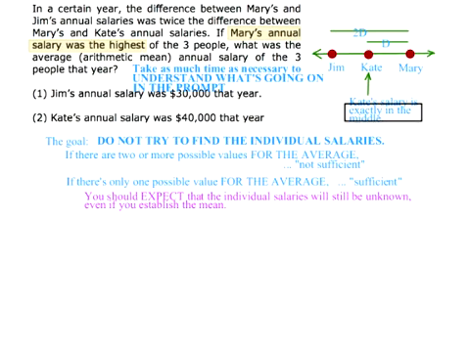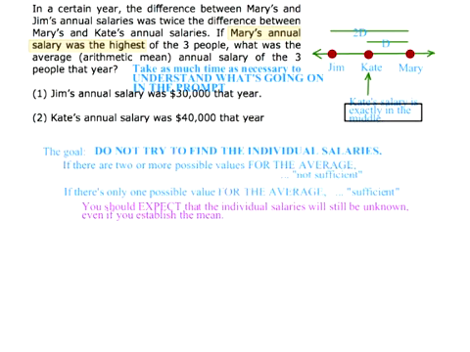There it is. Notice, even if it takes you a very long time to figure that out, it's fine, because as soon as you figure that out, you're basically done. You basically got what you need to solve this thing. So Kate's salary is the mean.